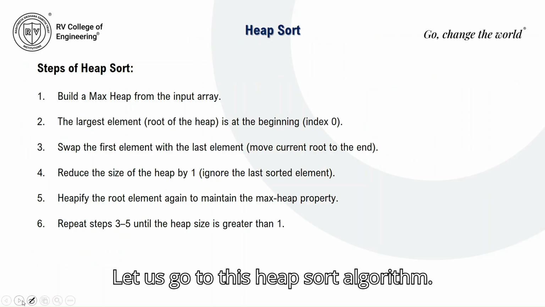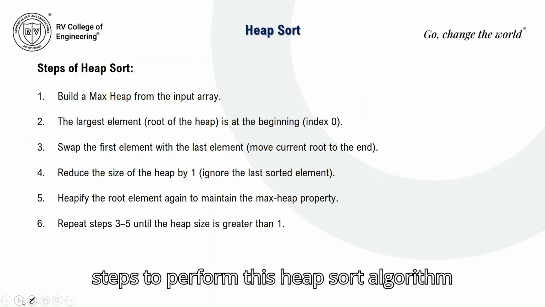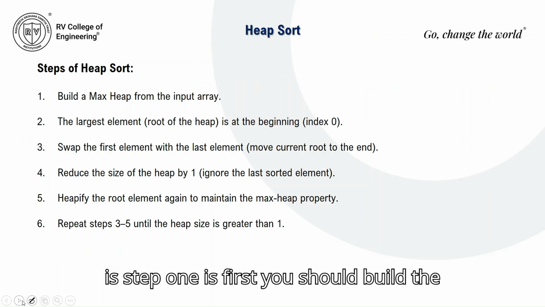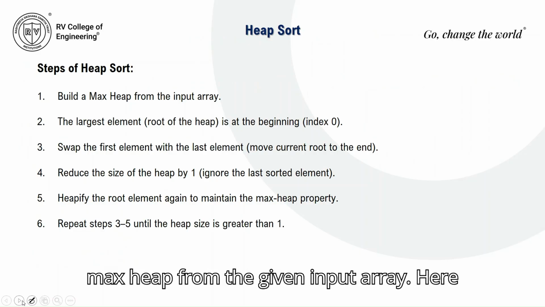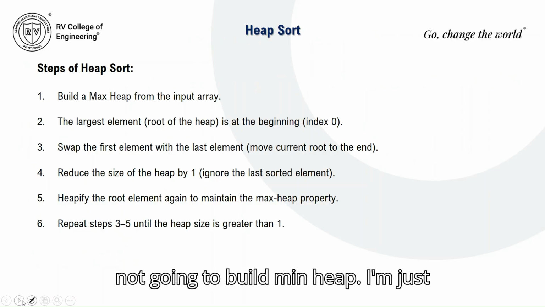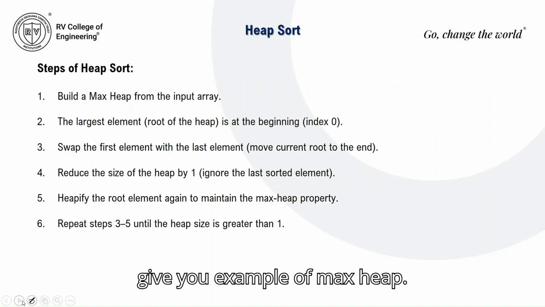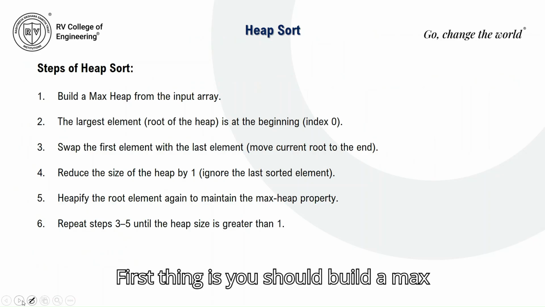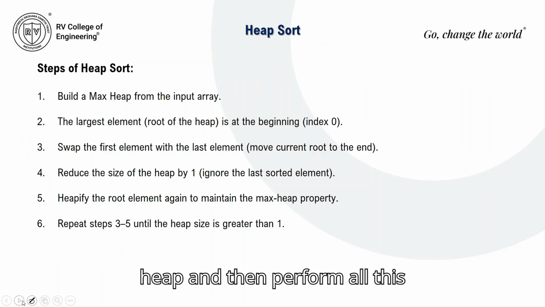Let us go to this heap sort algorithm. The steps to perform this heap sort algorithm are: step 1, first you should build the max heap from the given input array. Here I'm giving the example of max heap. I'm not going to build a min heap. I'm just giving you an example of max heap. First thing is, you should build a max heap and then perform all this operation from step 2 to step 5.